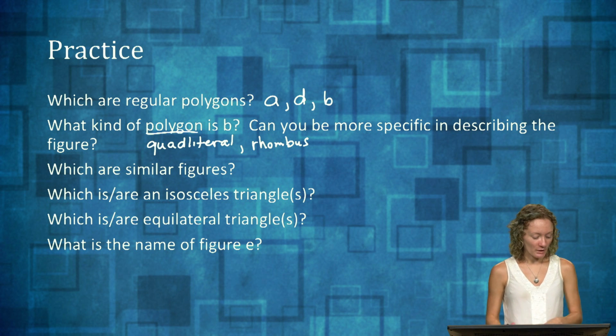You might be wondering, well, I see a 2 on the right-hand side of letter B. That's telling you the height. It isn't telling you that side's length.